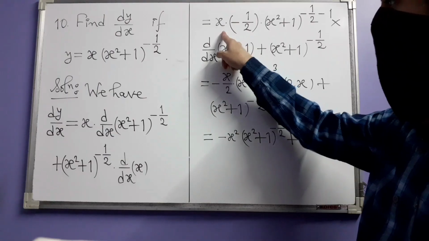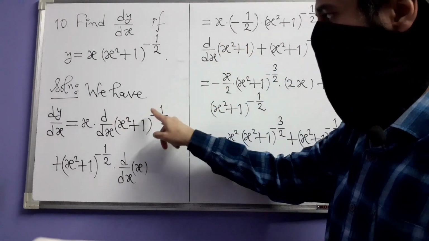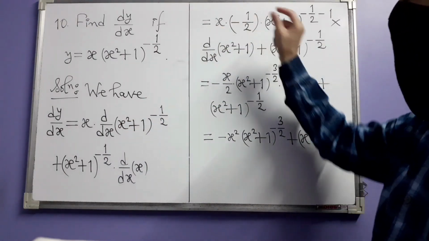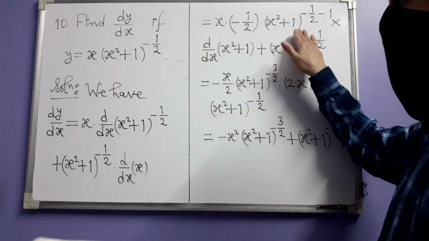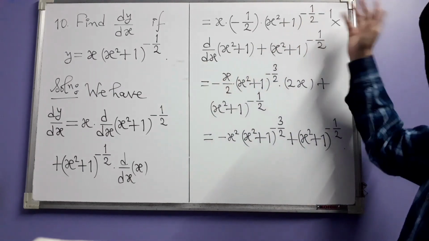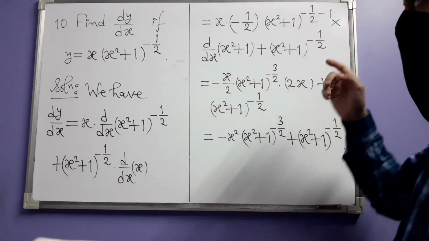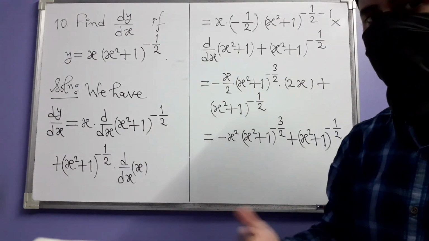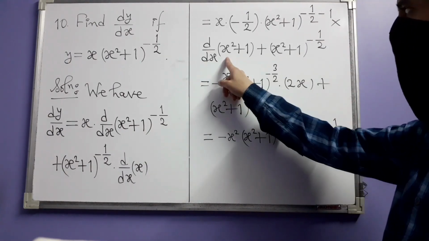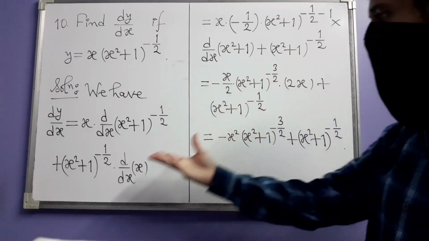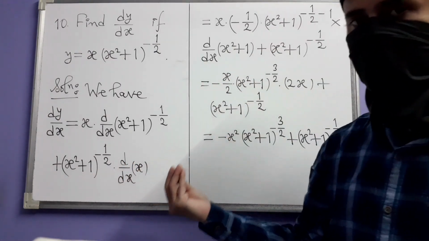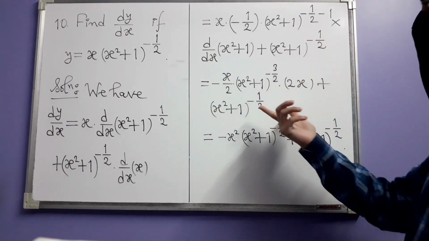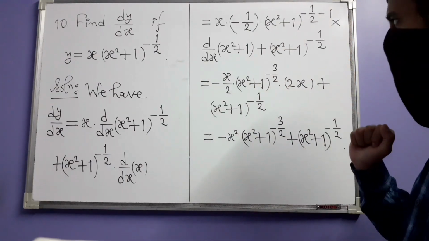So x stays, and first you differentiate the power with respect to x square plus 1. So that way you get minus 1 divided by 2, the exponent, times x square plus 1 to the power minus 1 over 2 minus 1. You subtract 1 from the exponent, and then you multiply that with the derivative of the inner room, x square plus 1 with respect to x. That is this one. Plus this one of course is very easy, d/dx of x is 1, so it's just this power of x square plus 1. Now you can see that you can arrange things a little bit.